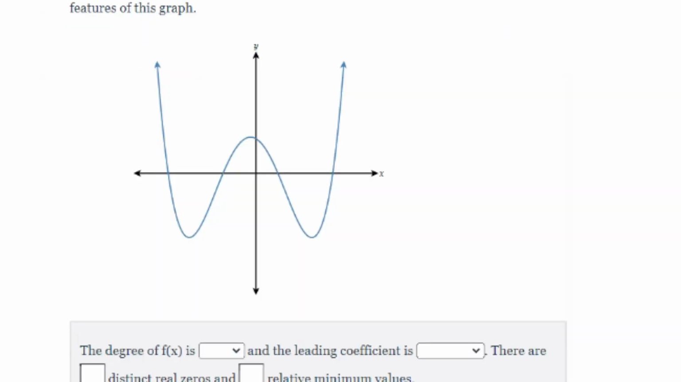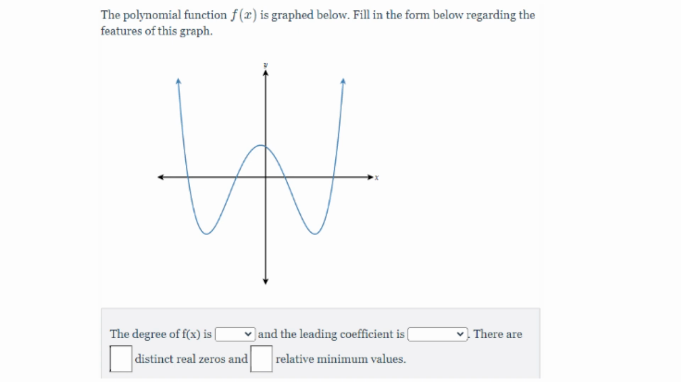So on the next one here, what we're asked to do is to identify some of these parts. It says the polynomial f of x's graph. Fill in the form below in regards to the features of the graph. All right, let's take a look. It says the degree of the polynomial is, well, let's count the number of changes we have in direction. So we're going down 1, up 2, down 3, up 4. So what that means is the degree of the polynomial is in fact 4.